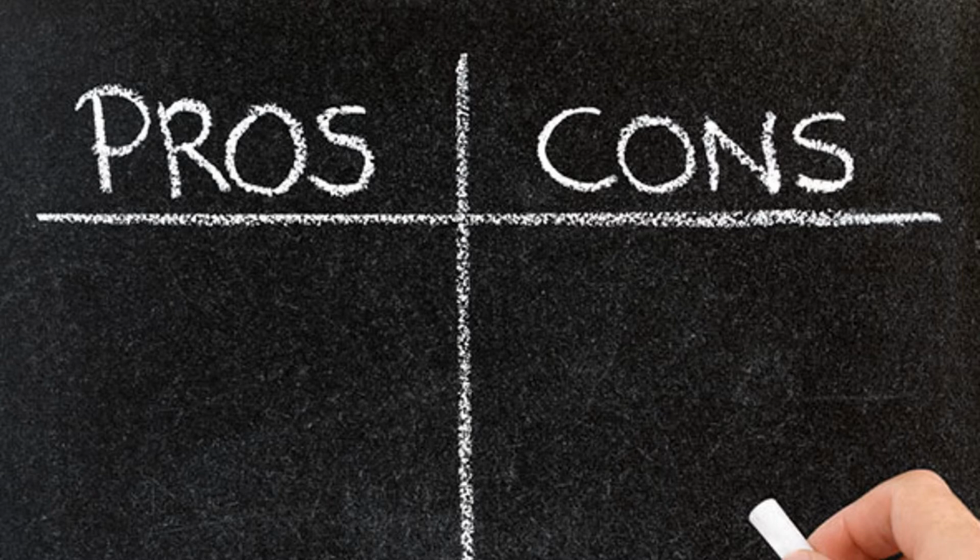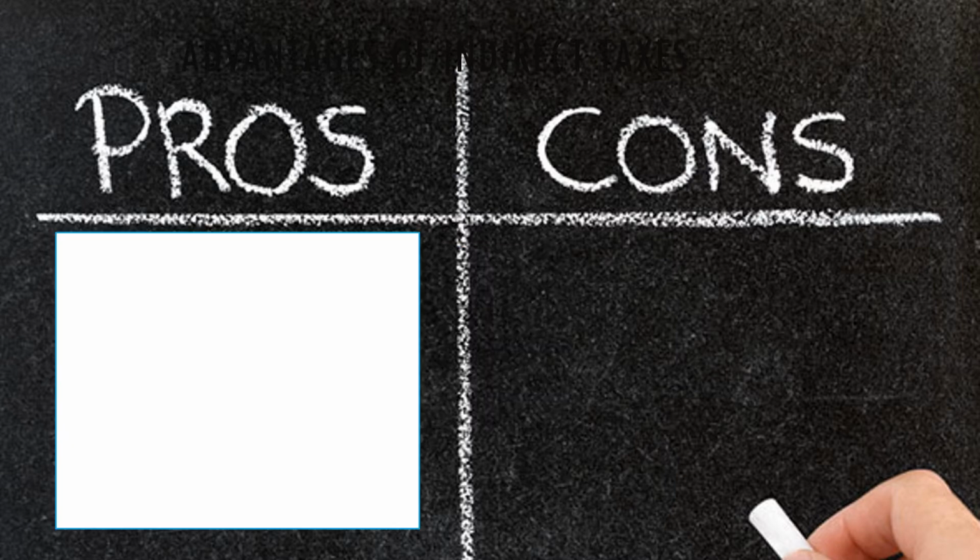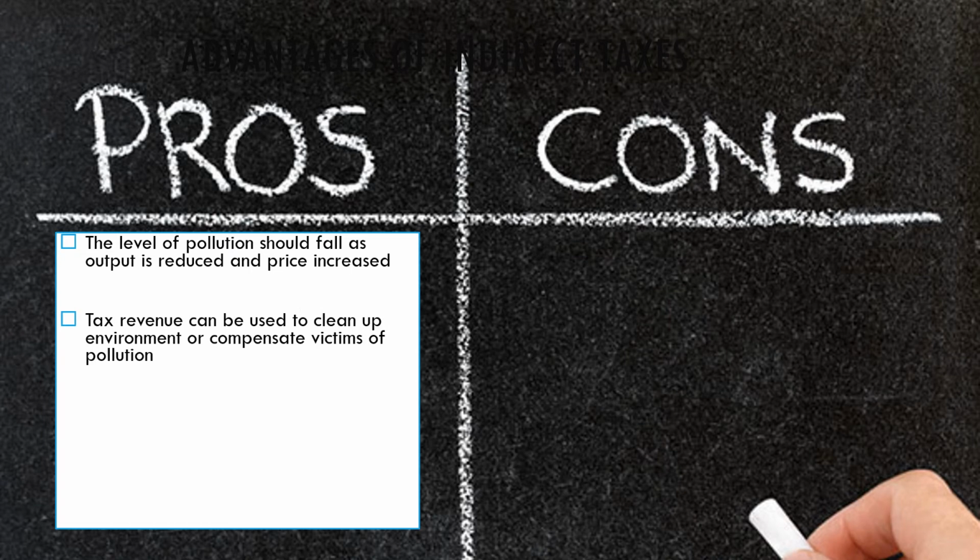So let's now think about evaluating this. What are the advantages and disadvantages of introducing an indirect tax? These are good evaluation points. So if we think of some of the advantages, well, the main advantage is the level of pollution should fall as output is reduced and the price is increased, or the level of whatever harmful activity is taking place should be reduced. The tax revenue.